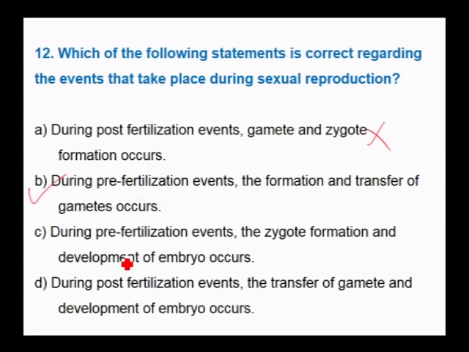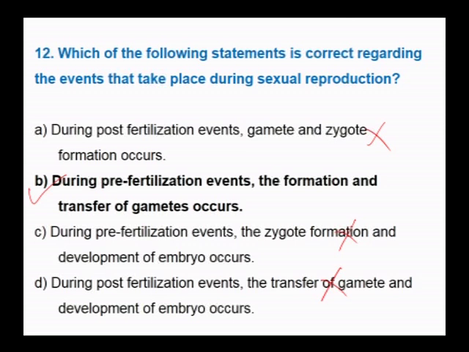Third option, during pre-fertilization events, the zygote formation is not a pre-fertilization event. Therefore, this is wrong. During post-fertilization events, transfer of gamete is also a pre-fertilization event. Therefore, this statement is wrong. Therefore, the answer for this question is D. During pre-fertilization events, the formation of gametes and the transfer of gametes takes place. We will move on to the next question.